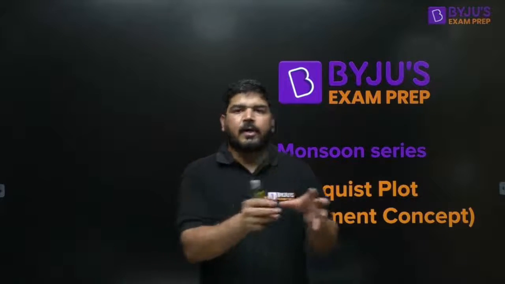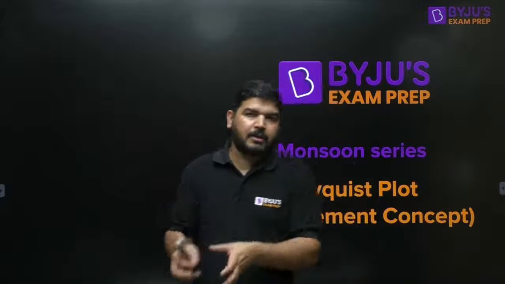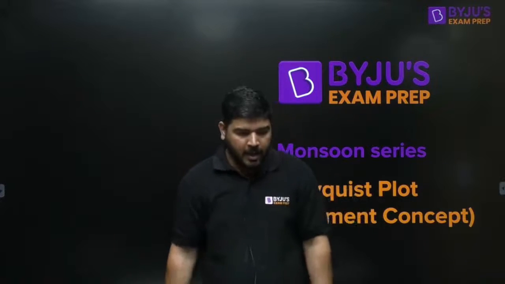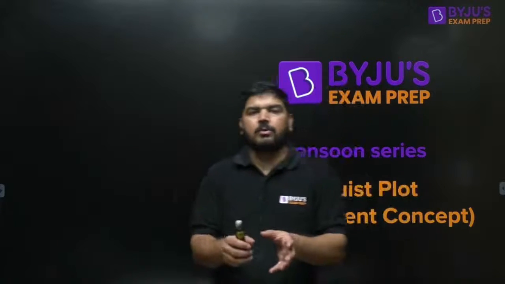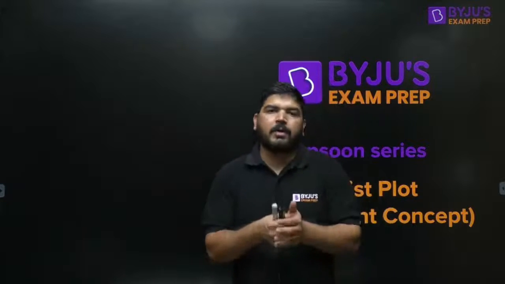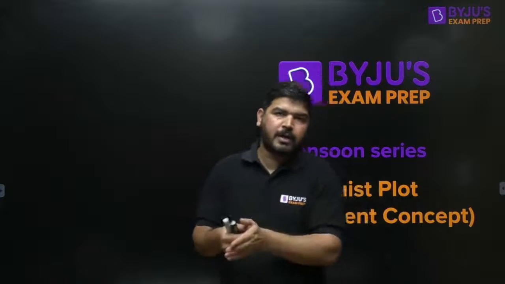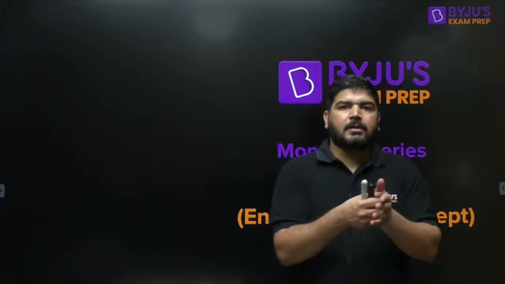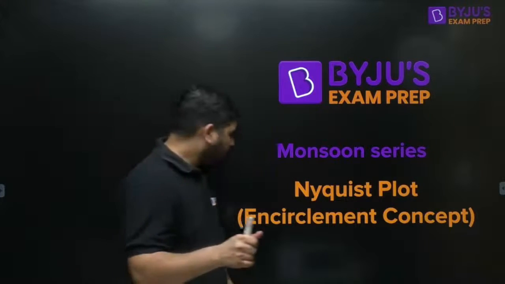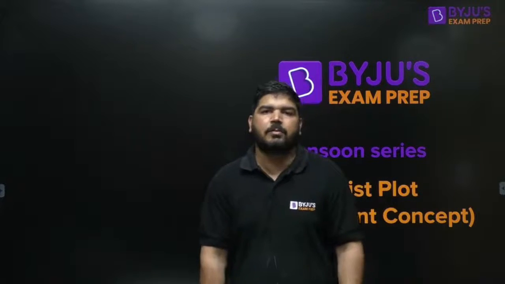But first let's look at the application of the Nyquist plot. Till this class, in the previous two classes, I just taught you about the mapping only: how to do the mapping process and how to check the encirclement. Those two things I have told you. Now in today's class, we'll look at the application of the Nyquist, how we are going to use the Nyquist plot in checking the closed loop system stability. So today's class is all about the Nyquist plot and checking of the closed loop system stability.